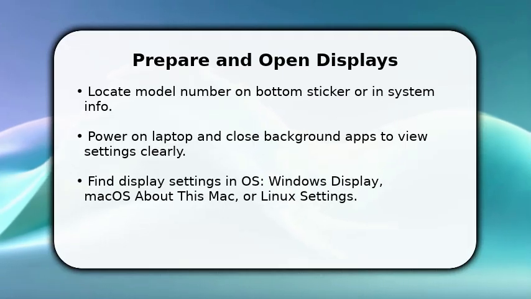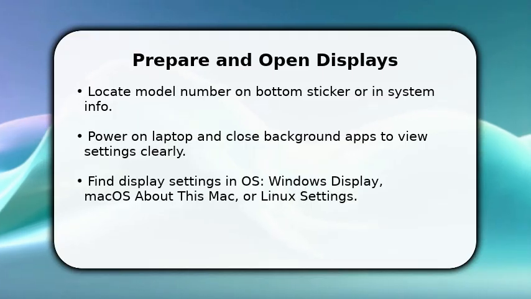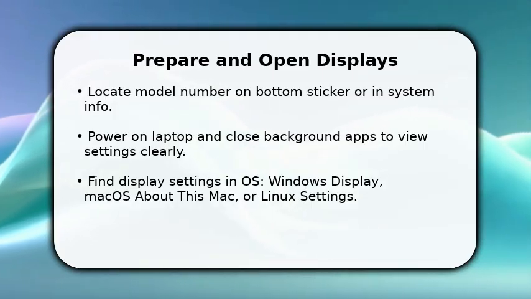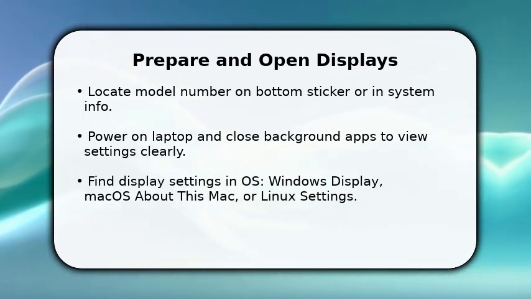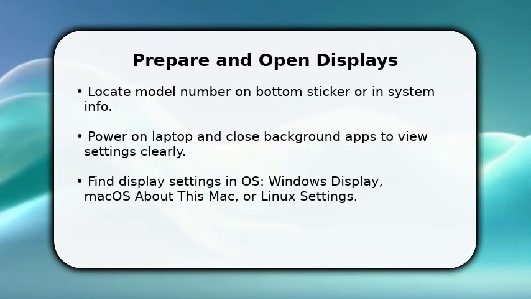You start by finding the machine ID and opening the display controls. This gives you the fastest route to the screen spec. You will check the model number on the bottom or in System Info, then open Display Settings right away.